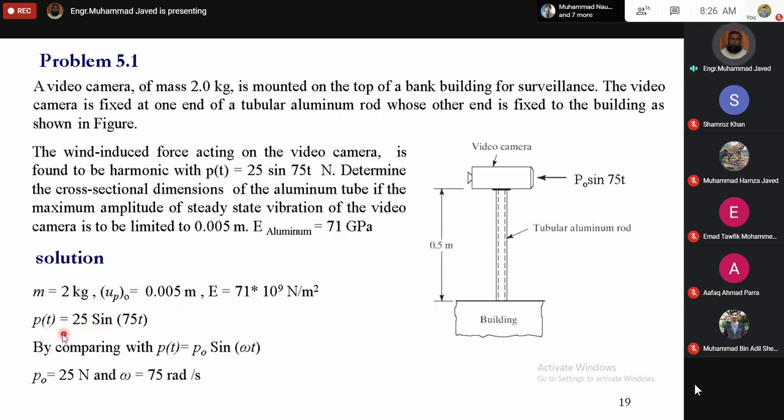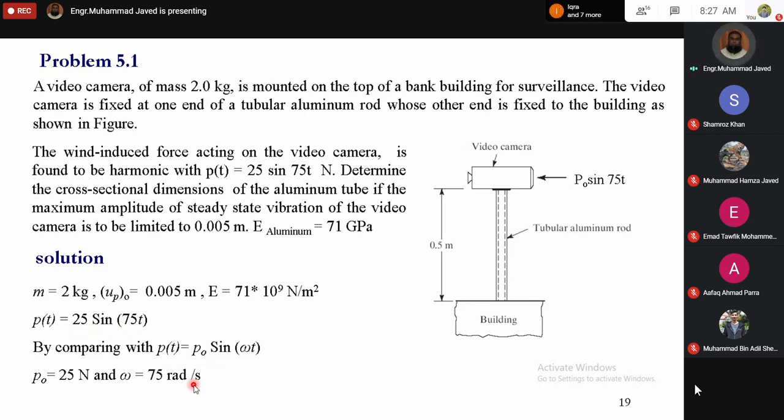Now when we compare this with standard expression for harmonic force, which is P of t is equal to P naught sine omega t, then from one to one correspondence, this P naught is equal to 25 Newton. And this omega is 75 radian per second. Now we are in a position to solve the problem.